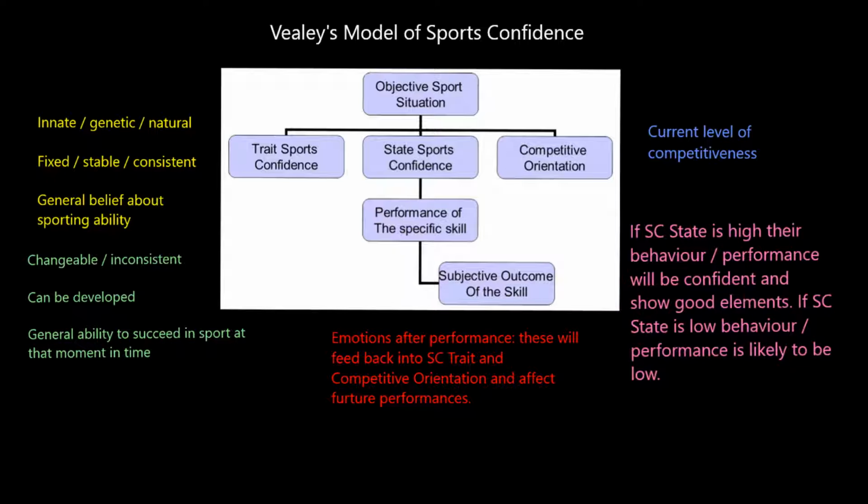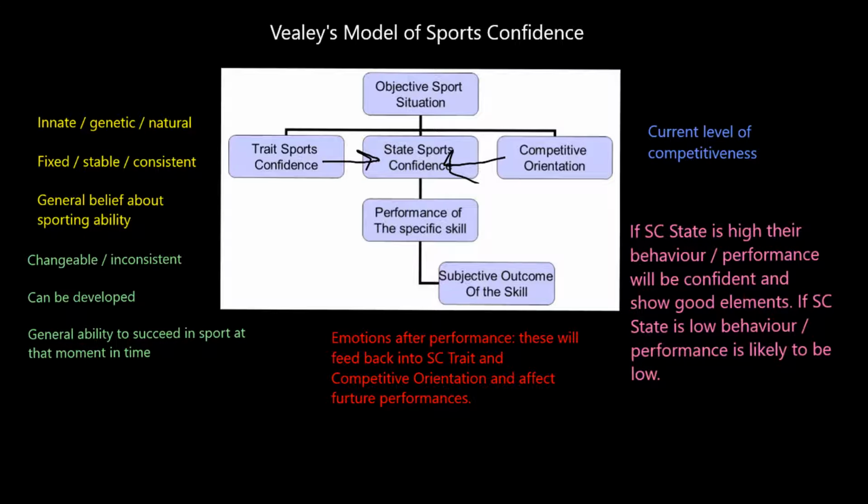Now, in different textbooks, you'll see slight variations of this diagram. So I'm going to add some arrows that you more commonly might see. You might see a diagram where it looks a little bit like this as well, where competitive orientation and trait sports confidence all feed into each other.